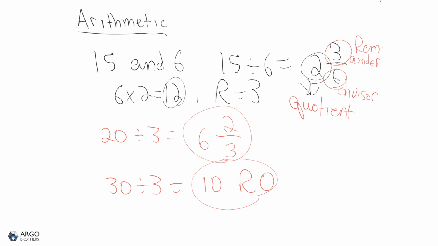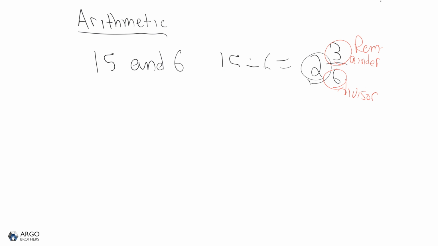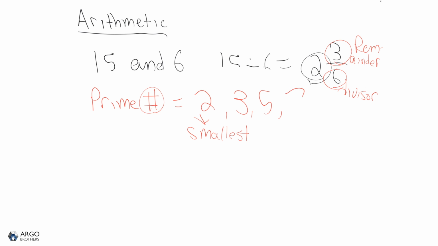Okay, guys, great. And the last one I wanted to go over, the last concept, is prime numbers. So let's talk about prime numbers. What is a prime number? I'll give you the smallest prime number you can ever have, and that is 2. 2 is the smallest one you can ever have. And the next prime number is 3, and then 5, and then 7.